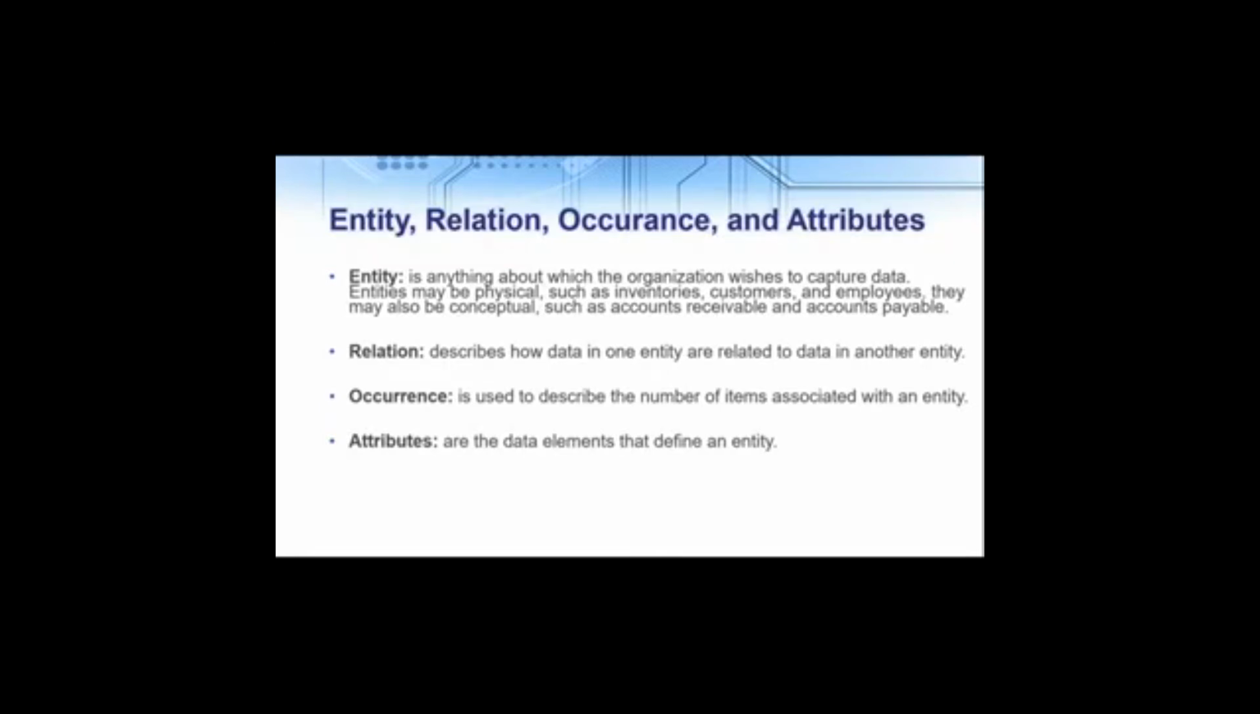Relation describes how data in one entity are related to data in another entity. Occurrence is used to describe the number of items associated with an entity. Attributes are the data elements that define the entity.